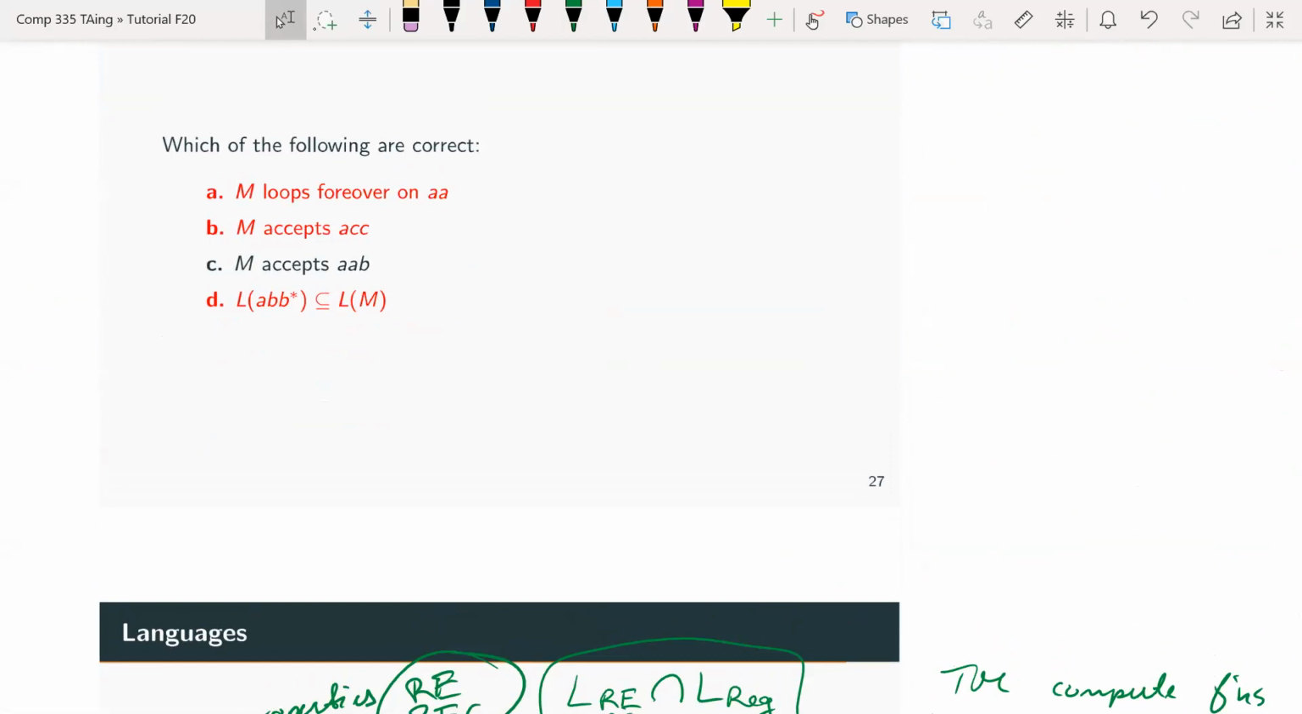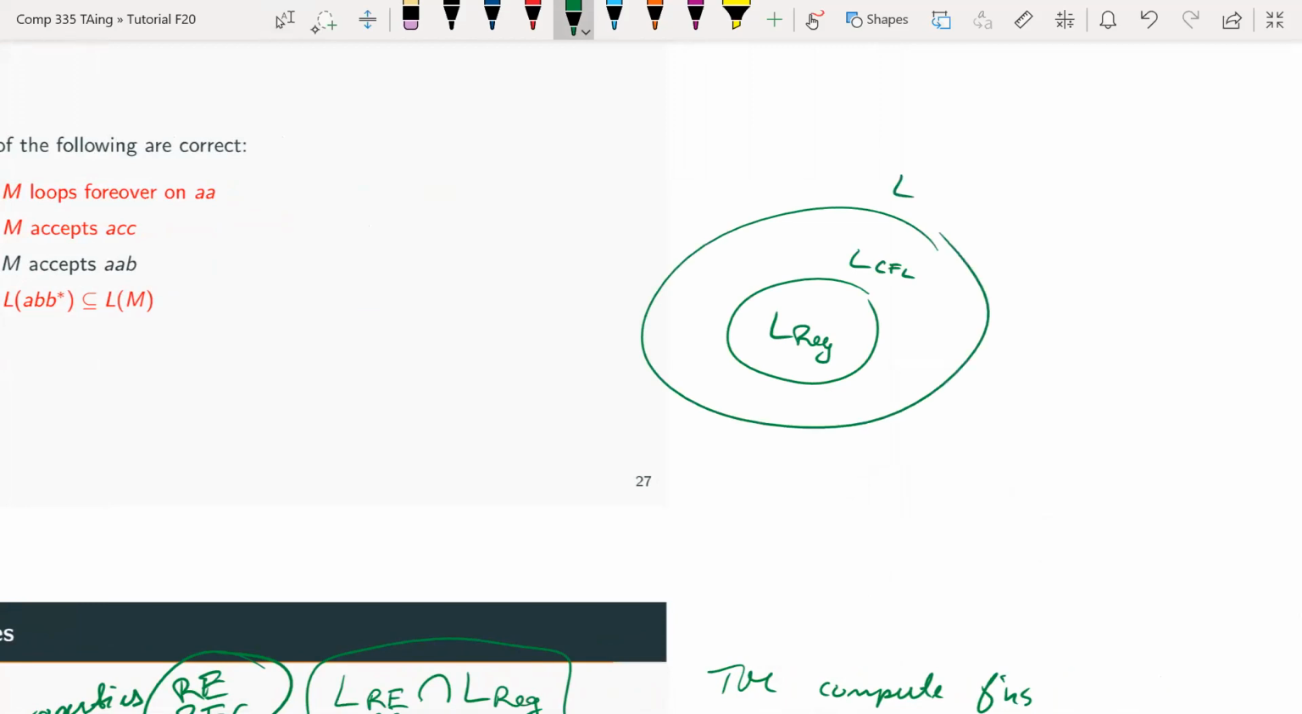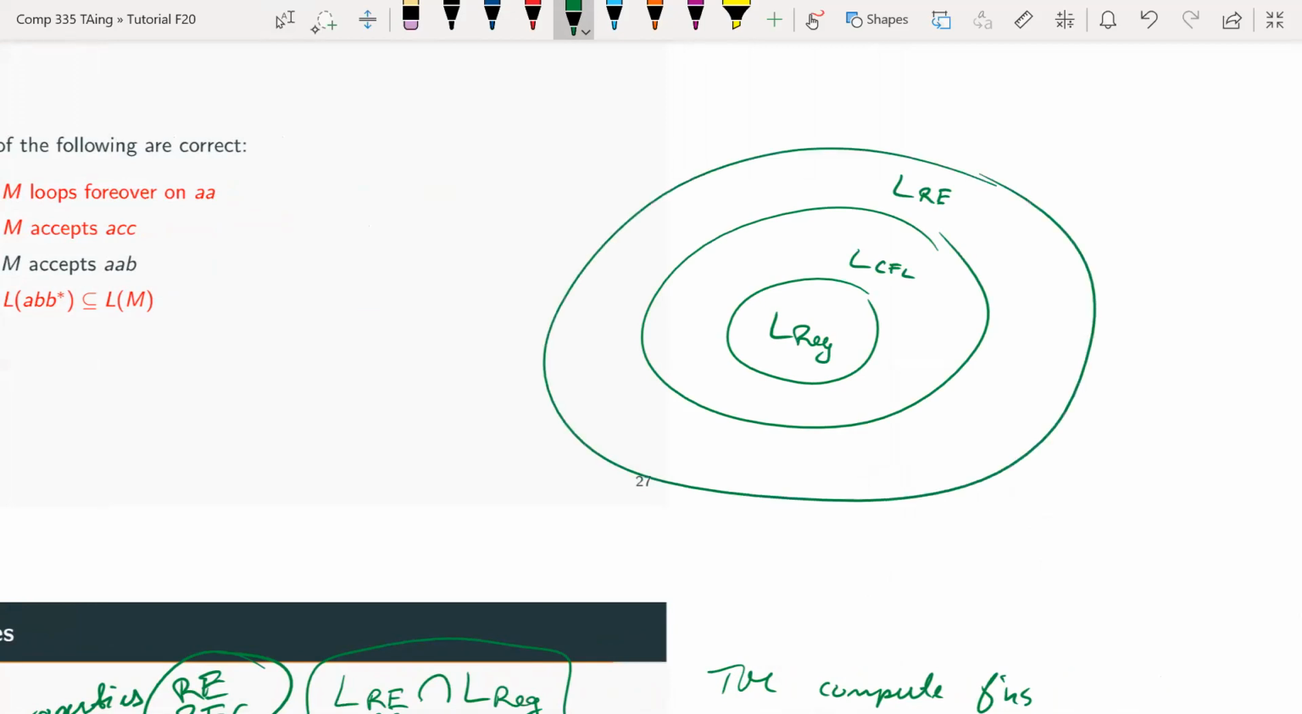Actually, every DFA is equivalent to a Turing machine. Remember, if this is the set of regular languages, this is the set of context-free languages, and this is the set of recursively enumerable languages, the languages accepted by a Turing machine but for which there is not necessarily a membership algorithm, then the regular languages are in here. So of course, if you have a DFA that accepts your language, then you have a corresponding Turing machine. That's a very good analogy.